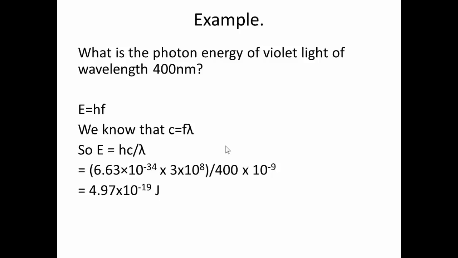And we end up with an answer of around 5 times 10 to the negative 19 joules. It's a very small amount of energy in a photon of light. A more useful unit would be to find this in electron volts. So we divide by 1.6 times 10 to the negative 19 to give the energy in electron volts. So it will be around 3.1 electron volts.